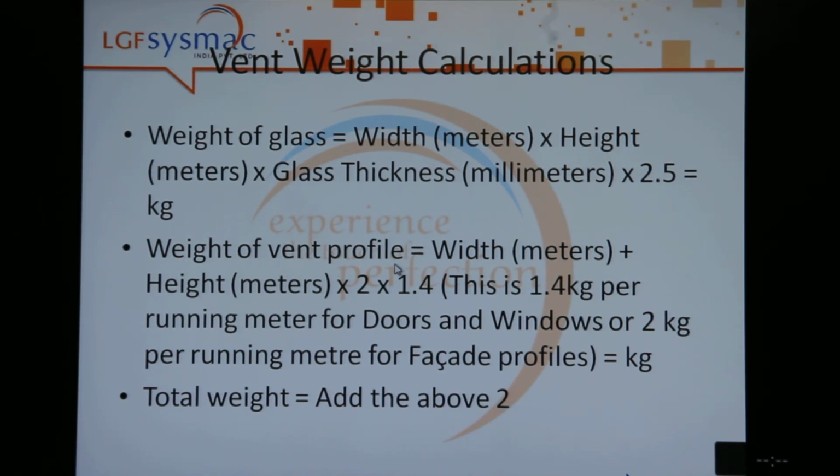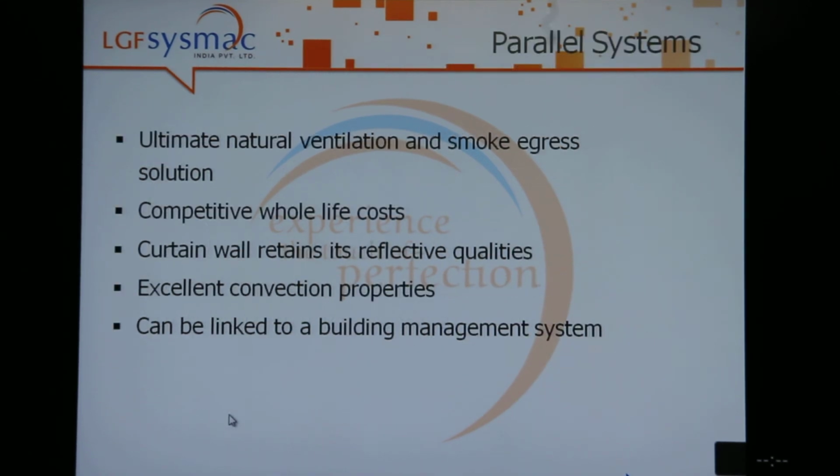Weight of vent profile: width and height, multiplied by 2, which is the parameter for a rectangle. We are considering our vents are rectangular, and 1.4 is the factor which we need to multiply for aluminium doors and windows. The total, what we need to do, is add the first and second points. After that we can find out the total weight for the friction hinge.